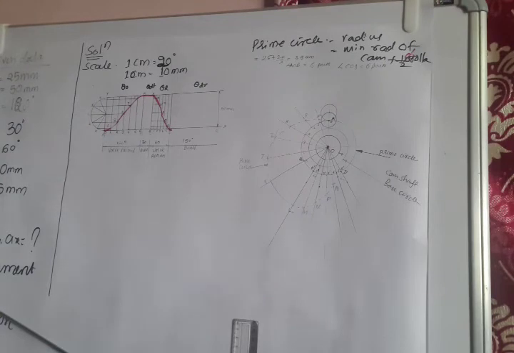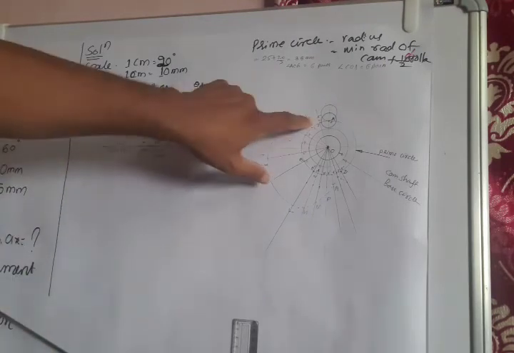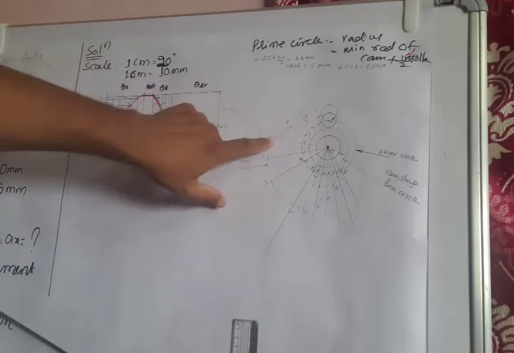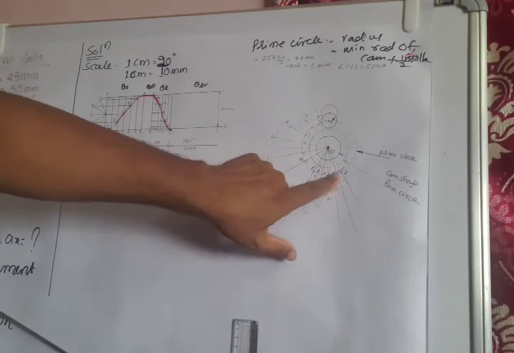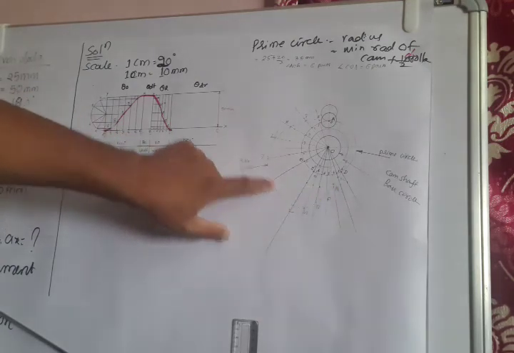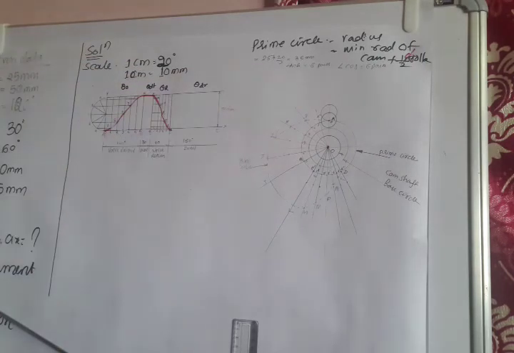Now from these center points, that is what F, G, H, I, J, K, L, M, N, P, Q, R, you need to draw the roller again. So it is of radius how much? Radius of 10 mm. Now you can just draw.